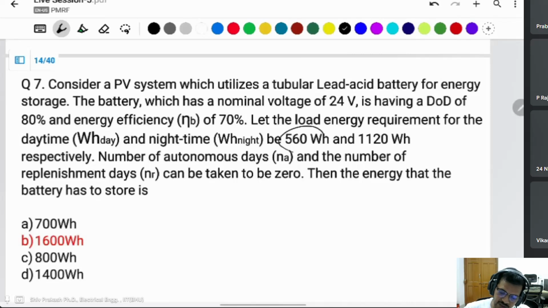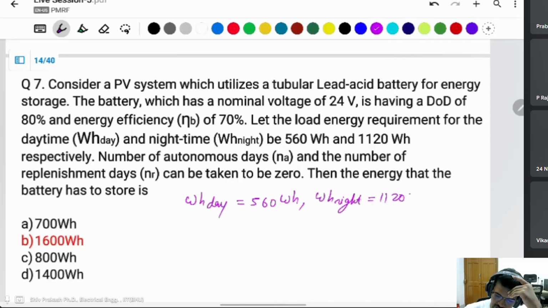The requirement in daytime is 560 watt hour and the night time requirement is 1120 watt hour. The number of autonomous days and the number of replacement days can be taken to be 0. Then the energy that has to be stored in a battery is calculated.